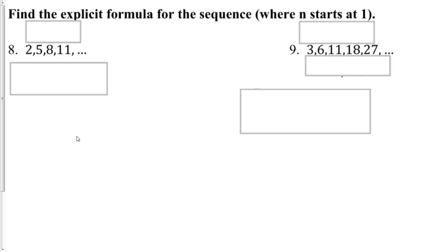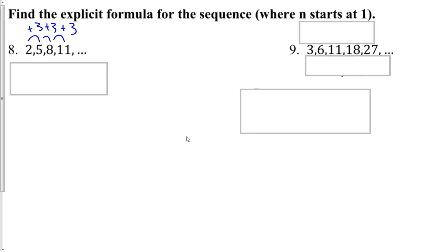Find the explicit formula for the sequence where n starts at 1. So now we're finding the a sub n equals, right, how can we write this? So the first thing to do is see if there's a common jump we're seeing. So this one, 2, 5, 8, 11. I see a plus 3 pattern going on here. So typically when you see that, that's kind of like slope. So a sub n equals 3n.